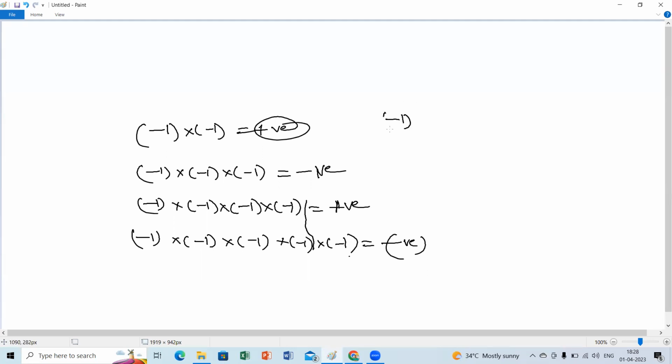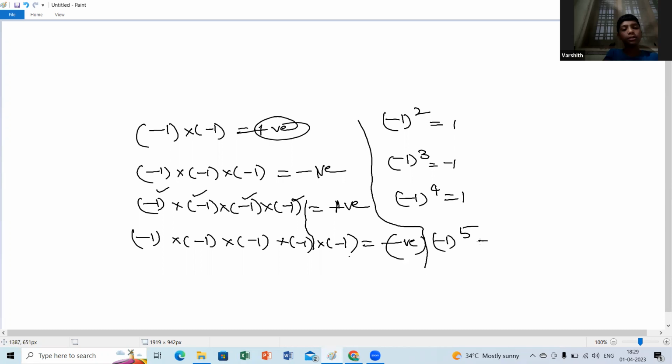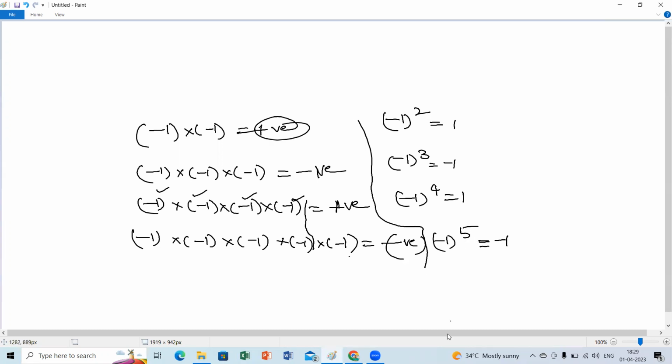Now, the general rule, how I'm writing: minus 1 whole square is 1. Minus 1 whole cube is negative 1. Minus 1 whole to the power 4 is 1. Because the same number repeated 4 times, we can write in exponential form. Exponential form means power notation. So minus 1 whole to the power 5 is? Negative 1. Right.